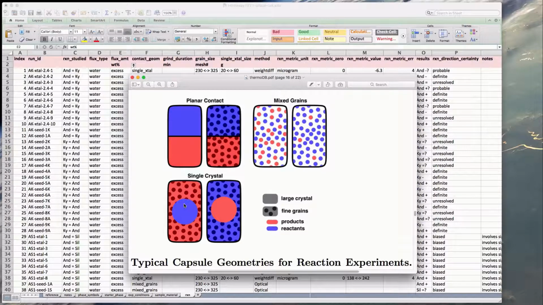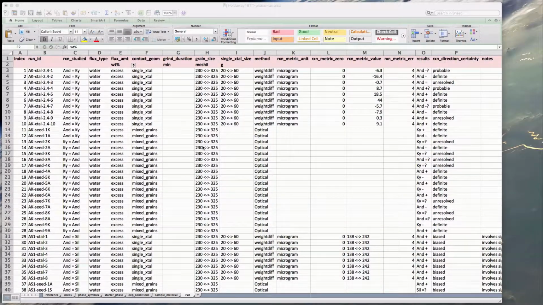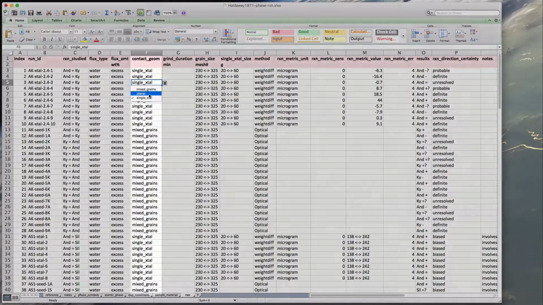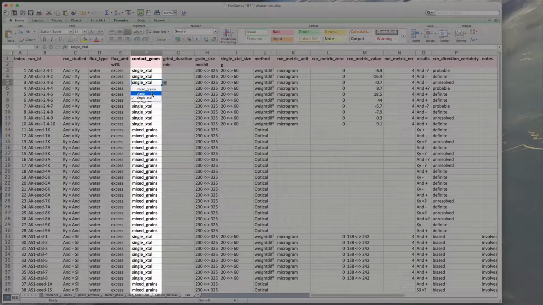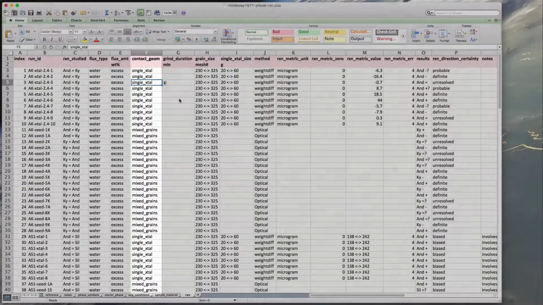The other typical setup is the single crystal setup, in which a large crystal of the reactant or the product is surrounded by a powder of the product or reactant. All 3 of these are possibilities of typical contact geometries and must be indicated in the data file, as they strongly affect the kinetics of the reaction.